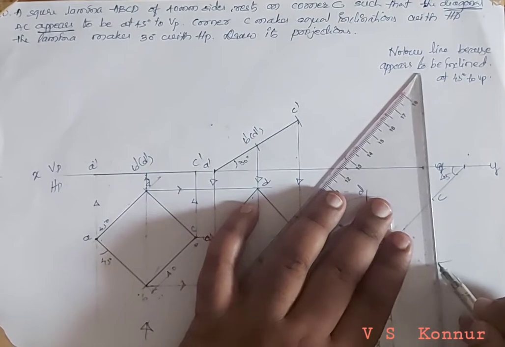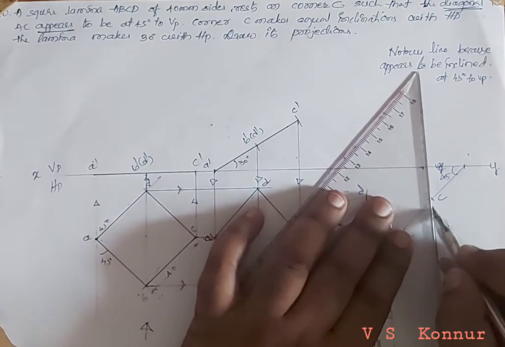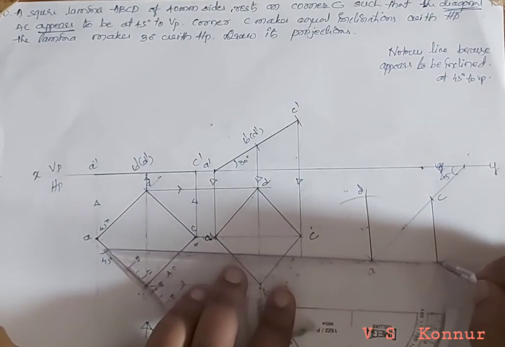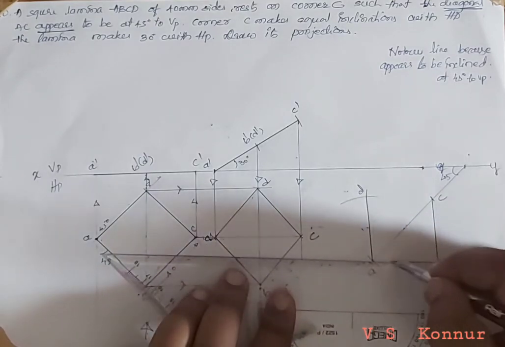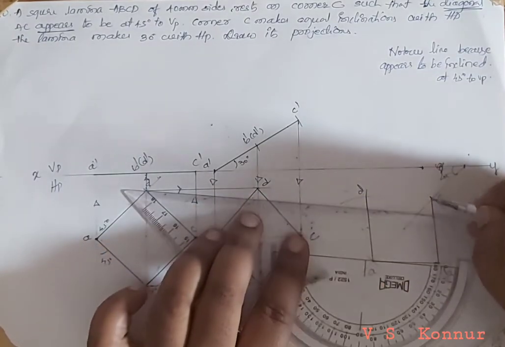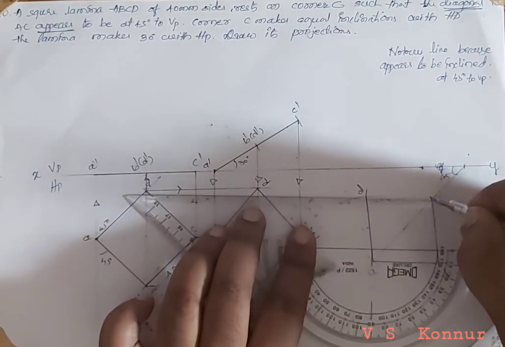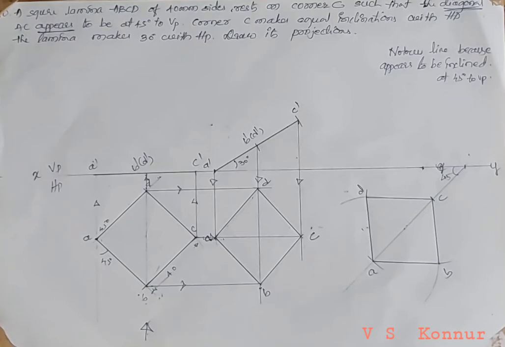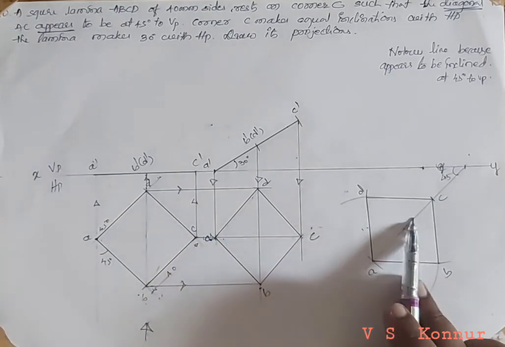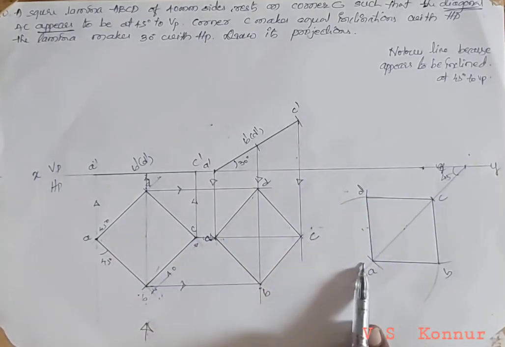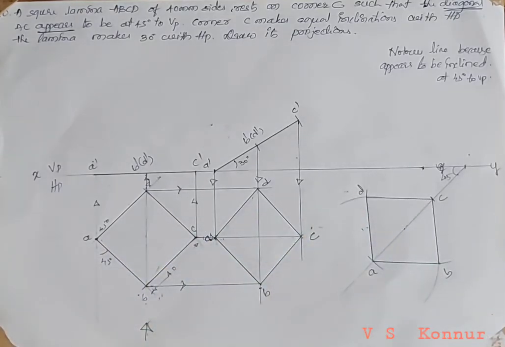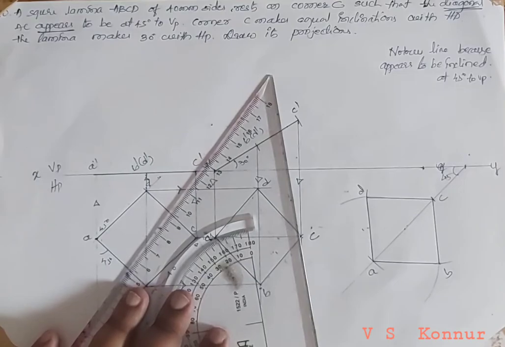B to C, then A to B, then C to D. Now we got diagonal AC appears to be inclined 45. Appears means we will not get any locus line here. So directly that's AC is inclined 45 degree. Now we will draw the projectors.